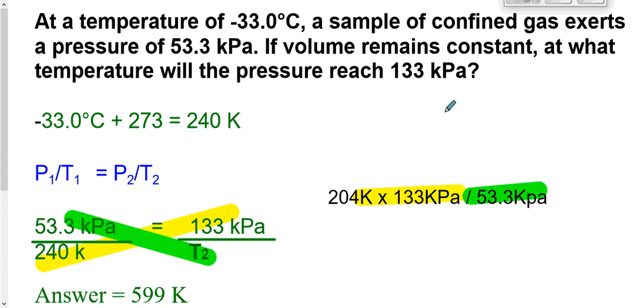kilopascals, what we see is that kilopascals here and here will cancel, and my answer will come out in kelvins. We end up with 599 kelvins. We should always ask, does this make sense? Well, my pressure increased by almost 3 times, so I would expect my temperature to increase by almost 3 times, and indeed it does. So this makes sense, and it is accurate.